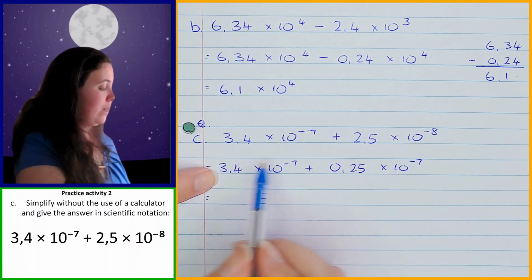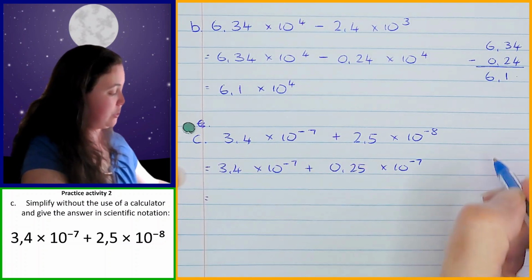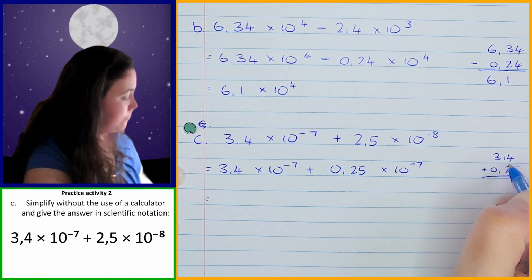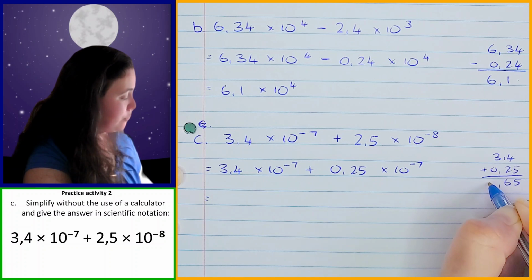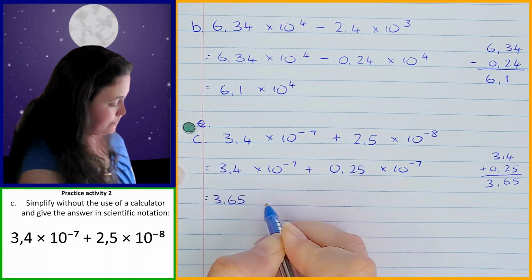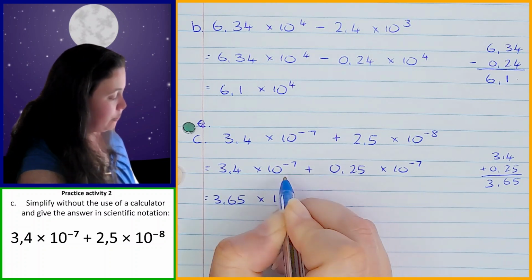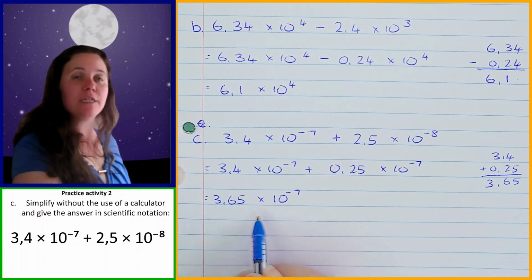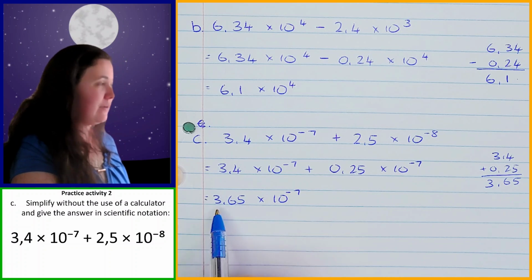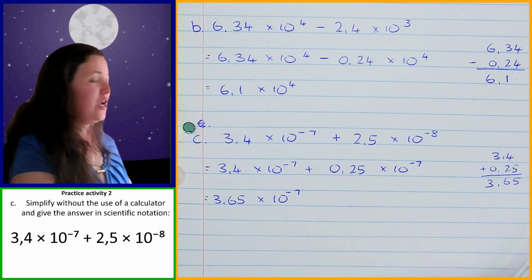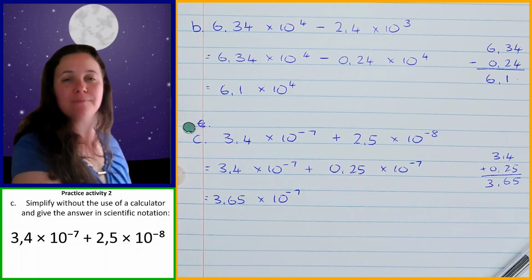So I've got 3.4, I'm adding, so it's 3.4 plus 0.25. That gives you 5, and then here 4 plus 2 is 6. And 3 plus 0 is 3. So that gives you 3.65 times 10 to the power of negative 7, the 10 to the power of negative 7 doesn't change. And then we check it and make sure that it's still in scientific notation. The 3.65 is between 1 and 10, which means that it is properly written in scientific notation, so I don't need to change it. Right, now we're going to go on to the last question for today.